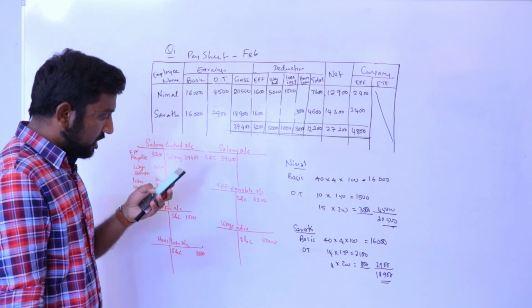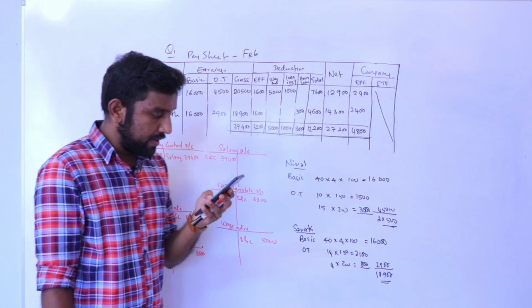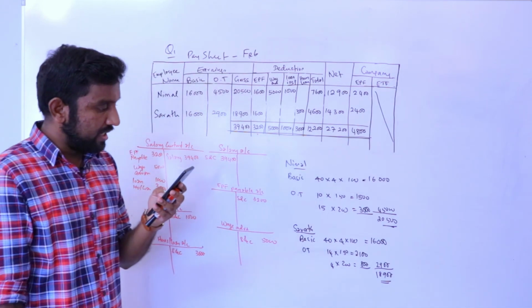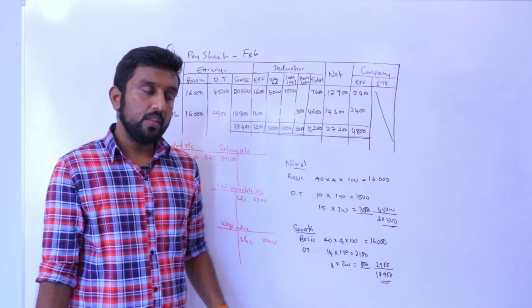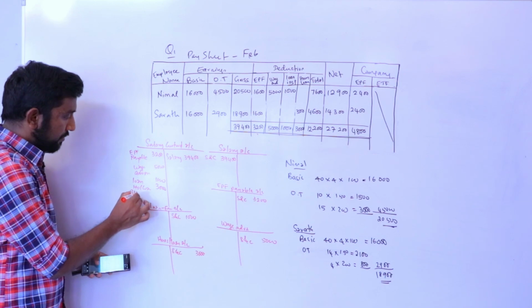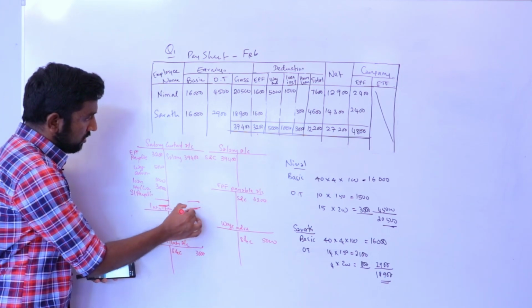Then net. So what did they mention about net? Did they mention anything about whether they paid, or that they are paying next month, like that? No. So if they don't say anything, what do we have to do? If they don't say anything, you have to take this as payable. Right? So you have to close this account.